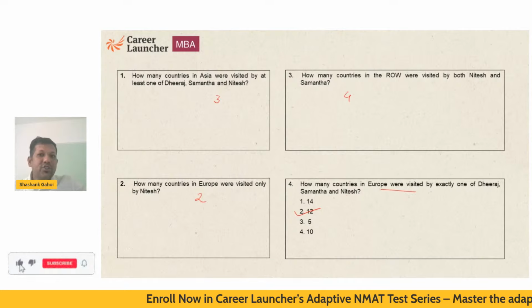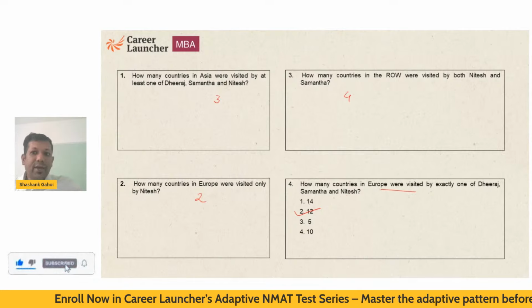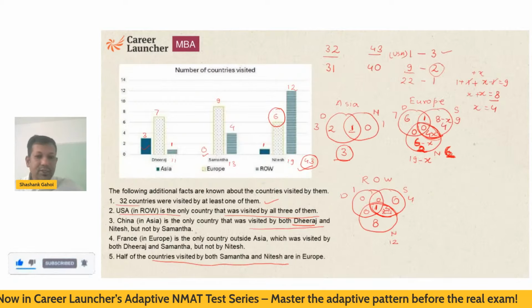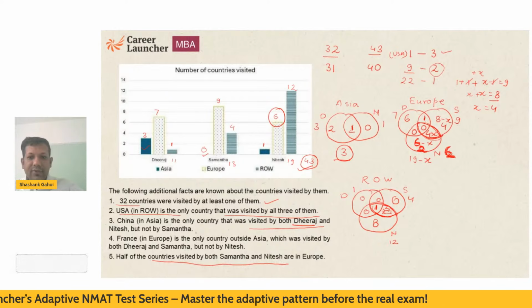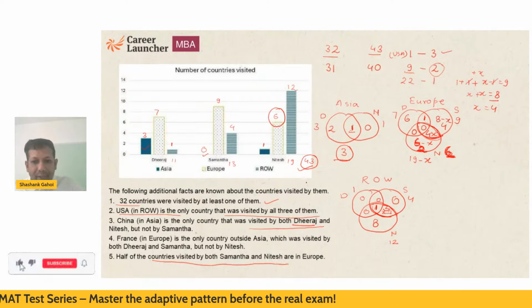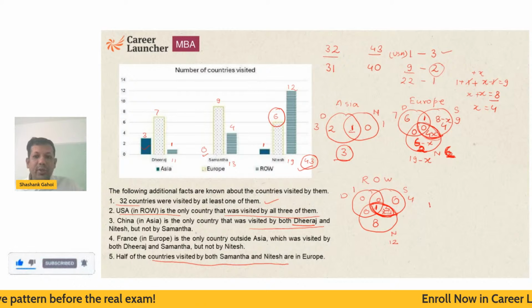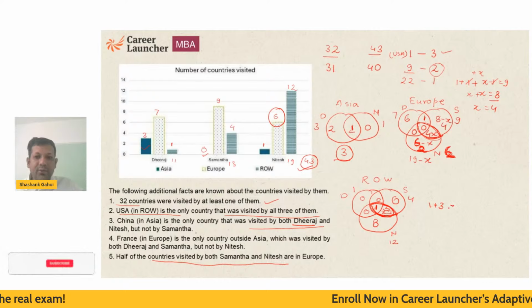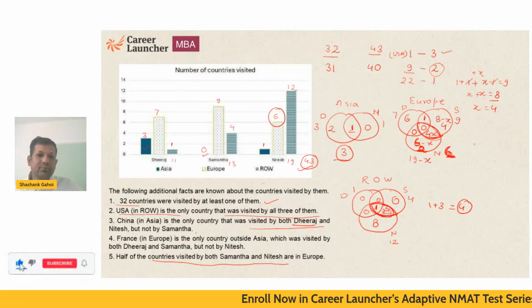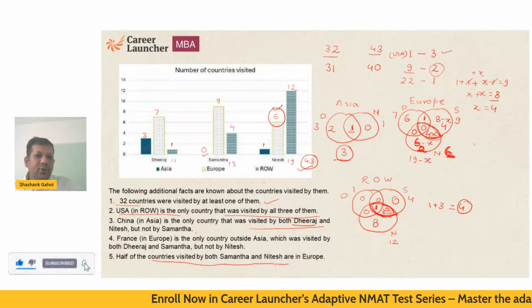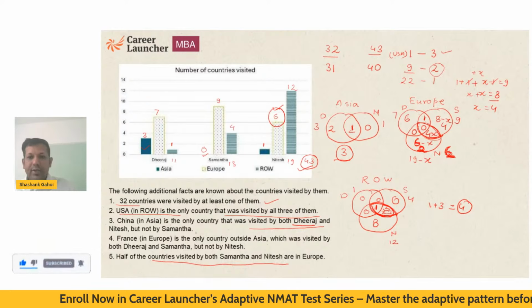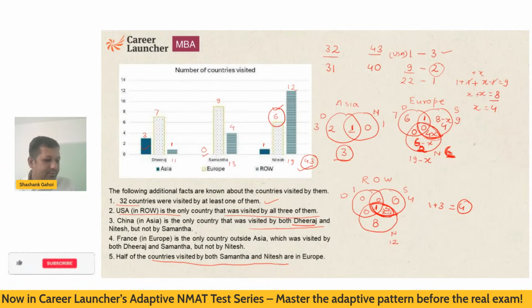How many countries in ROW were visited by both Nitesh and Samantha? Both Nitesh and Samantha in ROW, that is going to be this. That is going to be 1 plus 3. That is equal to 4. Because I picked up the wrong value, I was getting the wrong answer. Understood?